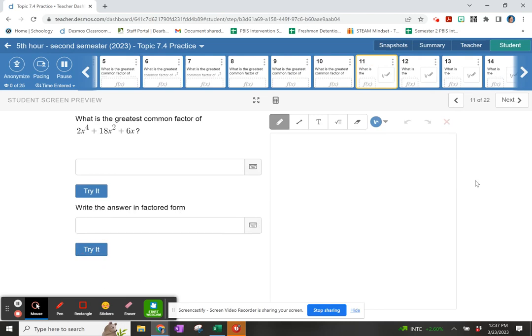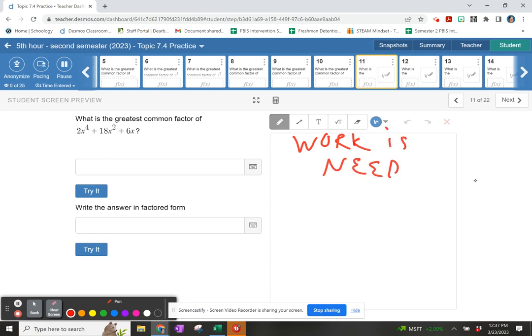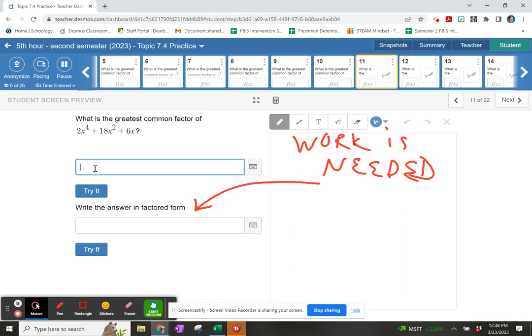Now slide 11, this is when we start doing all of it. This is where you have to start showing work. So work is needed, and work is only needed for the bottom part. So you're going to do the same thing that you've done in the last 7 slides. You're going to find the GCF of 2, 18, and 6, which is 2. And then x to the 4th, x squared, and x. So then it's just 2x.